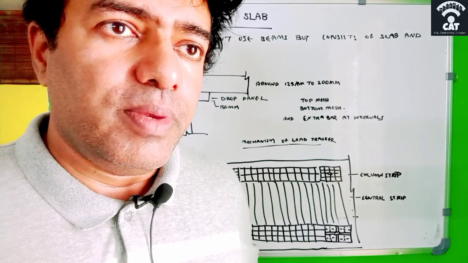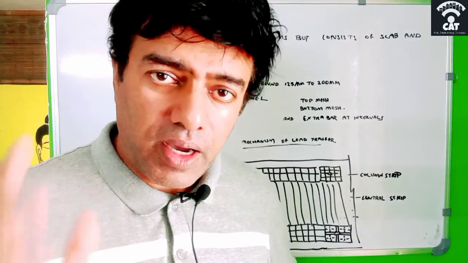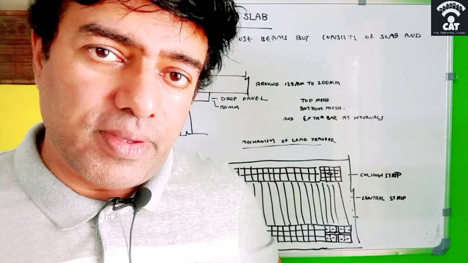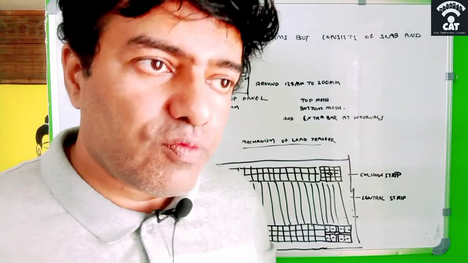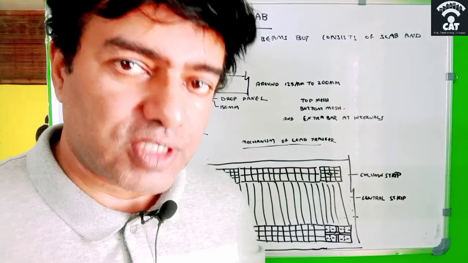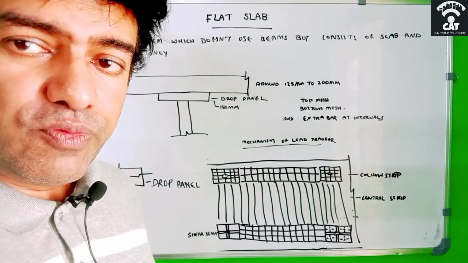So that will be known after the structural analysis work. There will be extra bars at some points, and top and bottom mesh reinforcement will be there in the flat slab system. And now we will look into the mechanism by which the force will transfer through these reinforcements. Just an overview of that mechanism of load transfer.